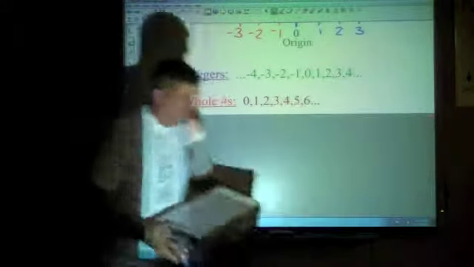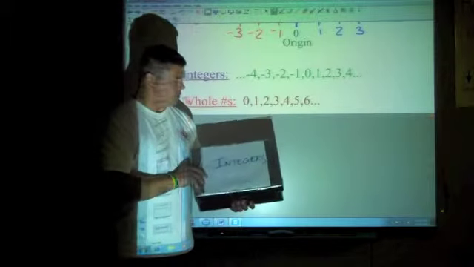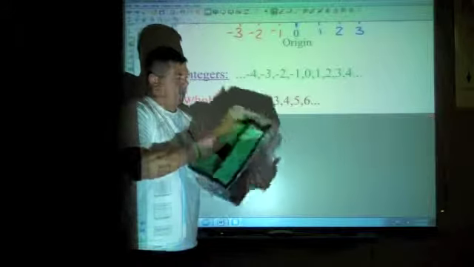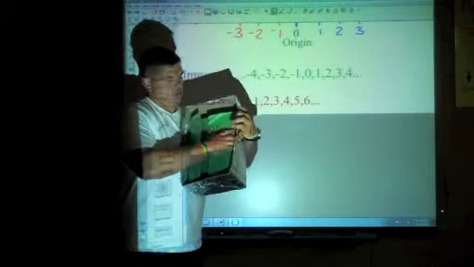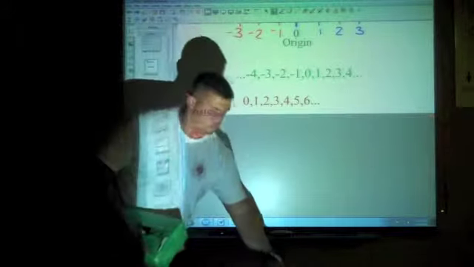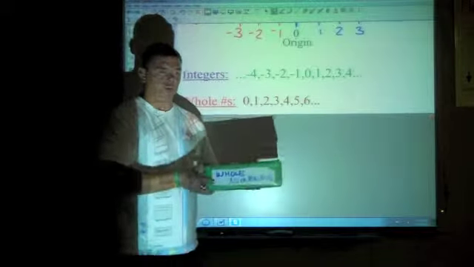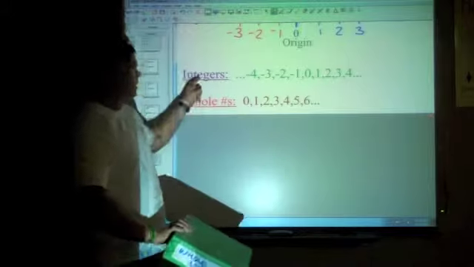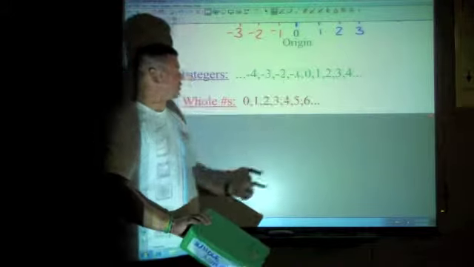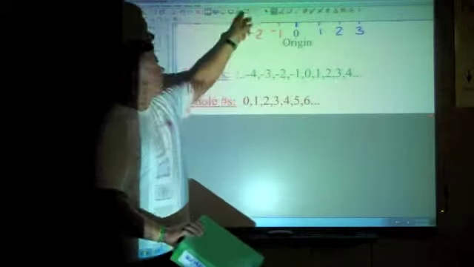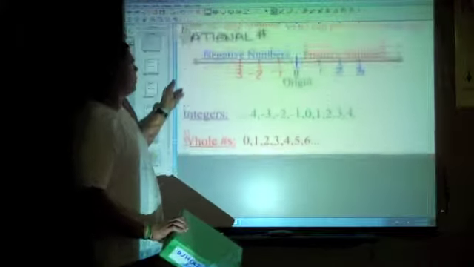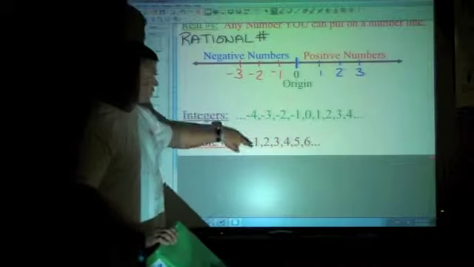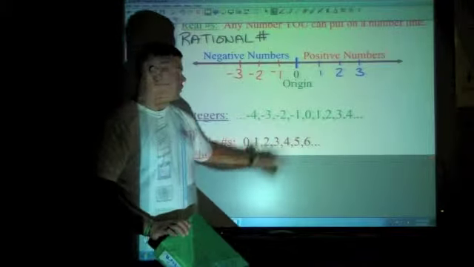So inside integers, the club known as integers, is another special group that we just mentioned, known as whole numbers. Every single whole number that exists in the universe is an integer. All of these whole numbers are integers, and all these integers are real numbers, which means all whole numbers are integers. But not all real numbers are whole, and not all integers are whole. Only these numbers of the integers are whole.